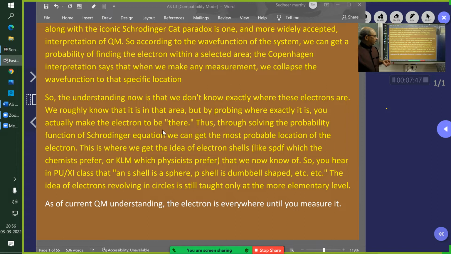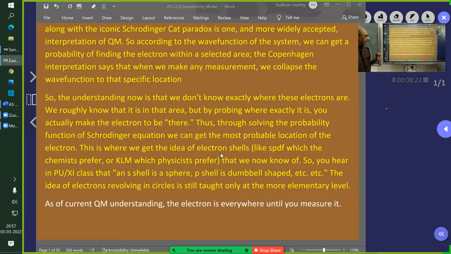So the understanding now is that we don't know exactly how these electrons are. We don't know how the electrons are actually moving. But at the elementary level, it is fine. We roughly know that it is in that area. But by probing where exactly it is, you actually make the electron be there by using the equation. Thus, by solving the probability function of the Schrodinger equation, we can get the most probable location of the electron.